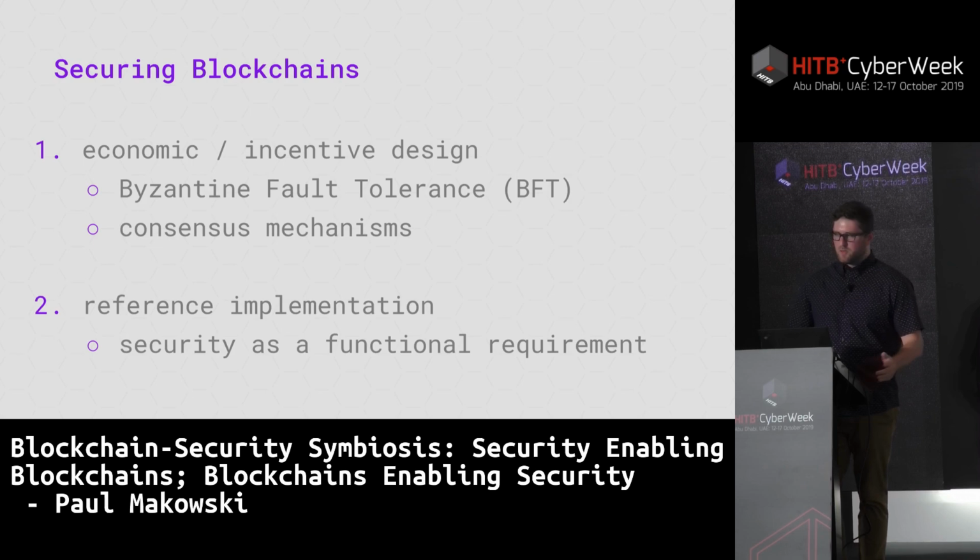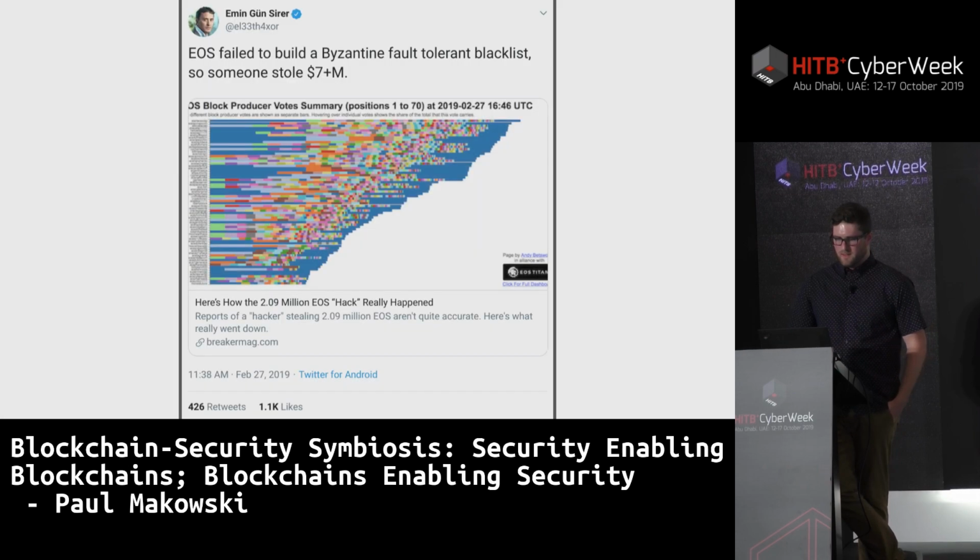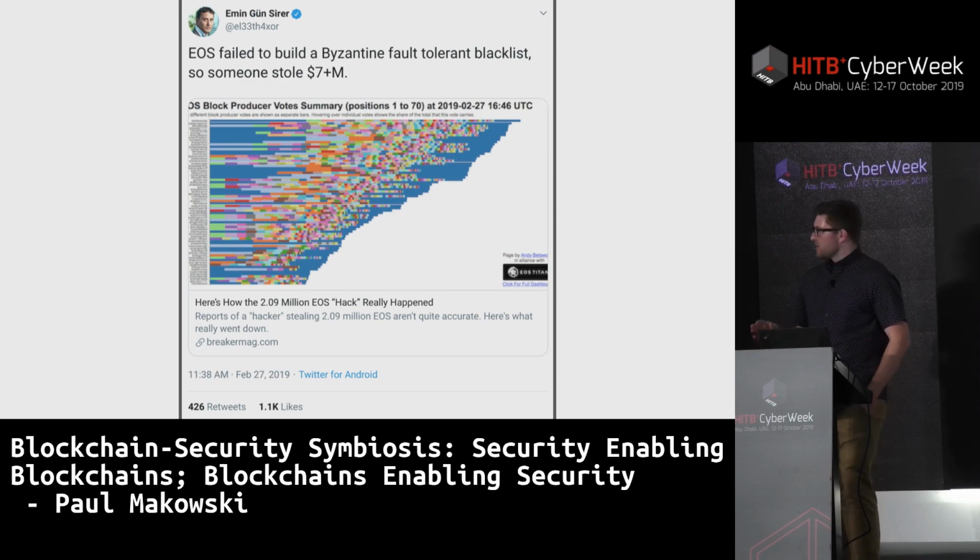And it's really important to have a reference implementation. There have been a lot of white papers for various blockchains. Not all of them have actually made it to implementation, but when you're doing an implementation, you typically talk about resource requirements. How fast is it? How much memory? How much CPU? And I would say you need to build security as a functional requirement as well. So let's talk about EOS. EOS basically didn't do any of this right.